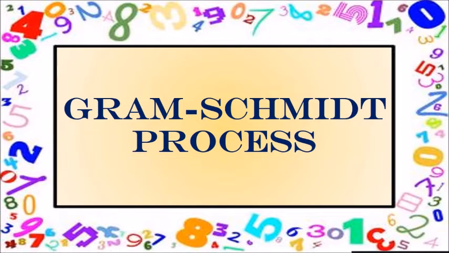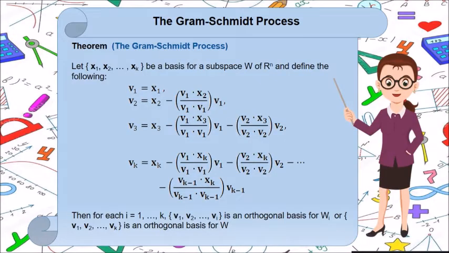Okay, now we're going to learn about the Gram-Schmidt process. It's actually a theorem to find an orthogonal basis. This theorem states: let x1, x2 until xk be a basis for a subspace W of Rn and define the following. So this theorem states how to find vector 1, vector 2, vector 3 until vector k. So you have to follow the formula only.